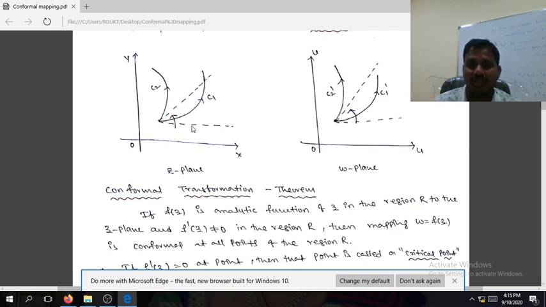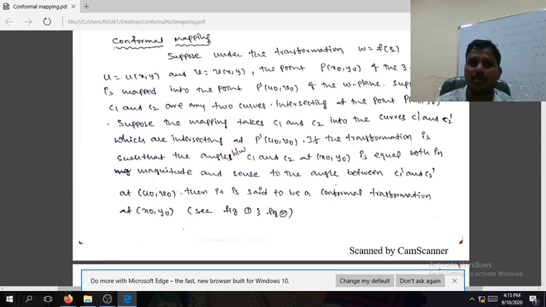The angle between these two tangents, the angle between C1 and C2, is the same as the angle between C1 dash and C2 dash, with the same magnitude and the same sense. Such a transformation or mapping is called a conformal mapping. Now, coming to the definition, this is the formal definition of the conformal mapping.